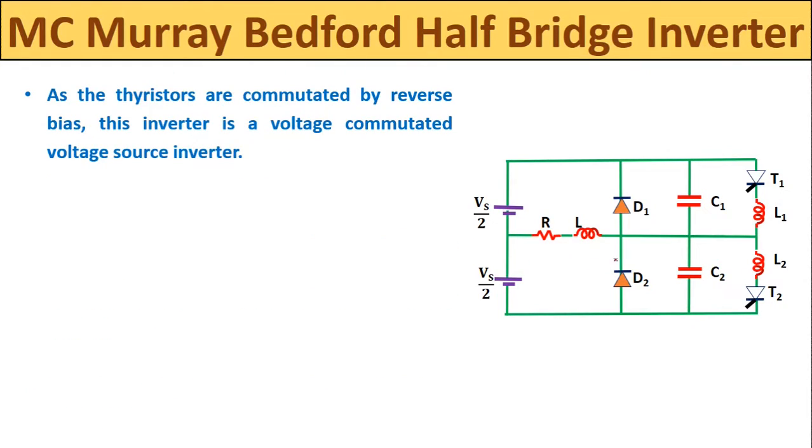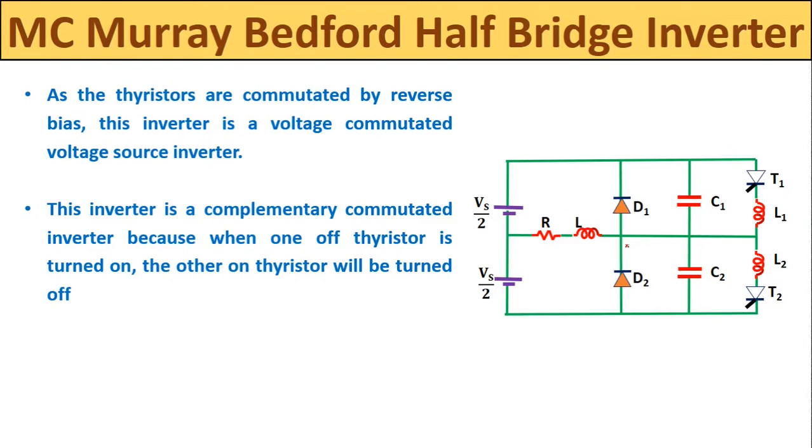As the thyristors in this circuit are commutated by the reverse bias voltage, this inverter is a voltage commutated voltage source inverter. This inverter is also a complementary commutated inverter because when the off thyristor is turned on, the other on thyristor will be turned off. That means to turn off the on thyristor, we have to turn on the off thyristor.